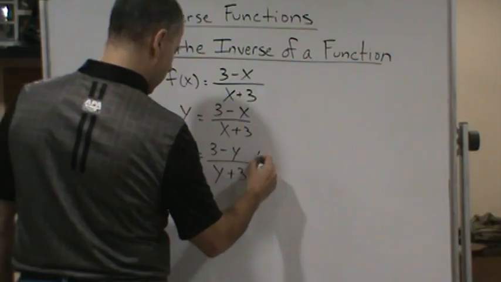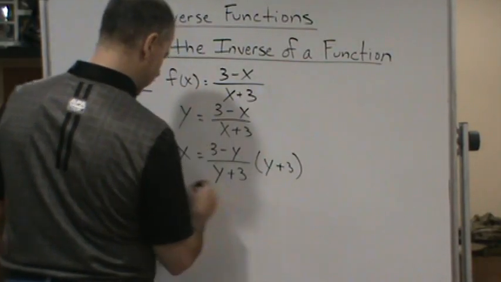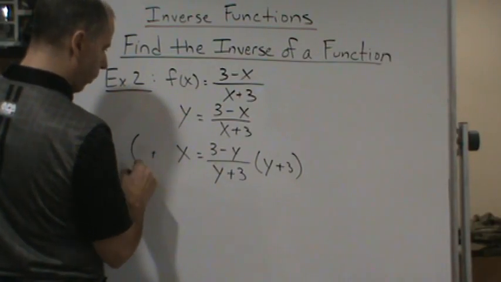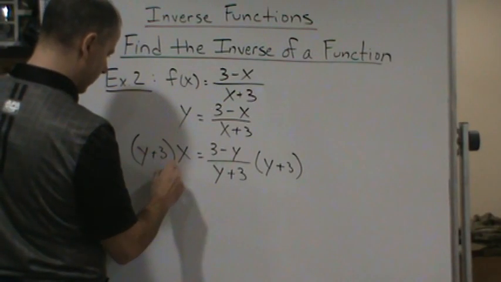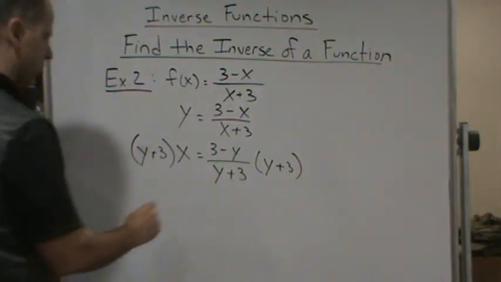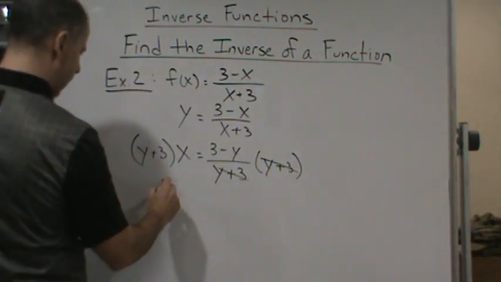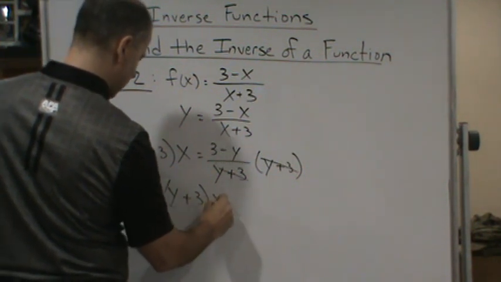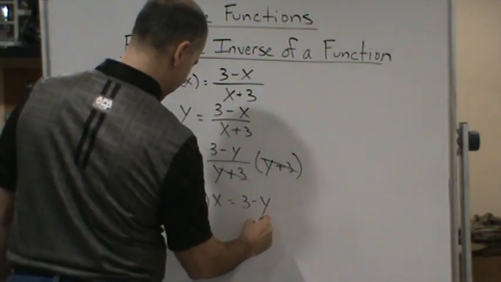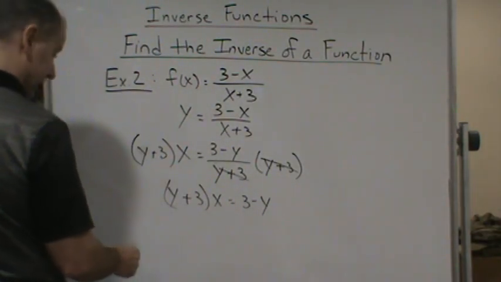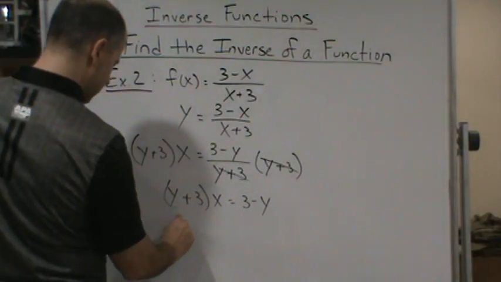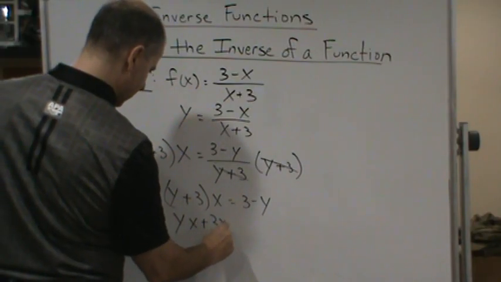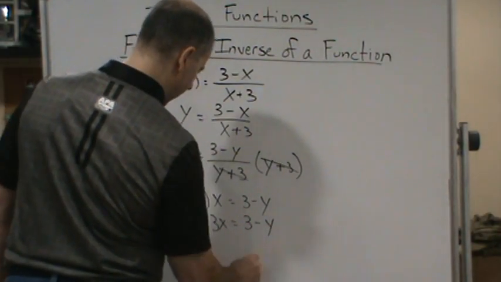So now I'm going to multiply both sides by x plus 3. Excuse me, I said x plus 3, I mean y plus 3. So I'll multiply both sides by y plus 3, so that's going to go away. Now I get (y plus 3) times x is equal to 3 minus y. Now I'm going to distribute the x, so this goes to yx plus 3x equals 3 minus y.